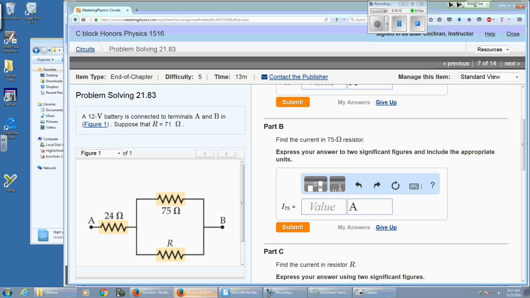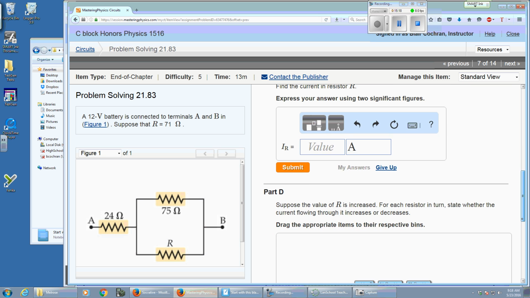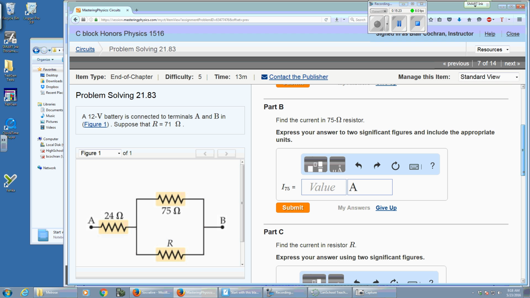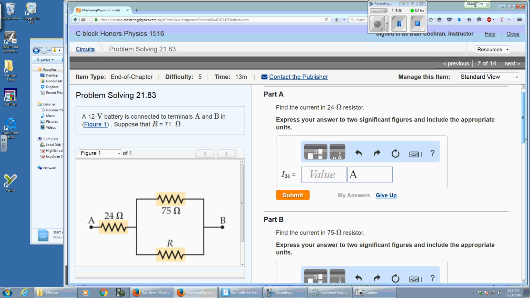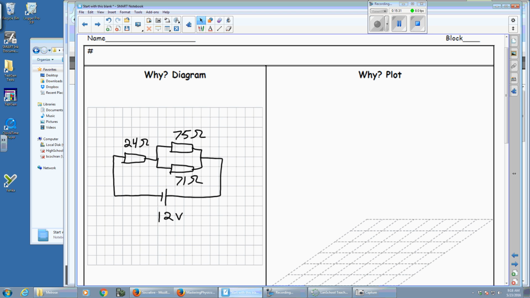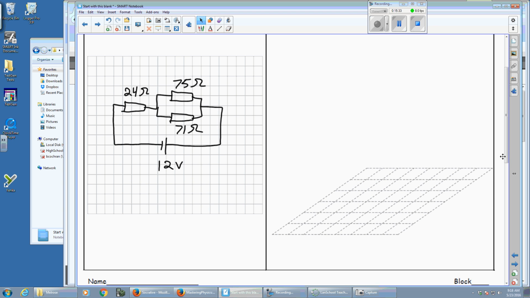And they want to know the current in the 75 ohm resistor and the current in the R resistor, and then they have some multiple choice parts for you to do. And the current in the 24 ohm resistor. So they basically want to know all the currents involved here. So, again, I would do my plot. Do I need to do the plot, or do you guys have that under control? Yeah. Class says, okay.